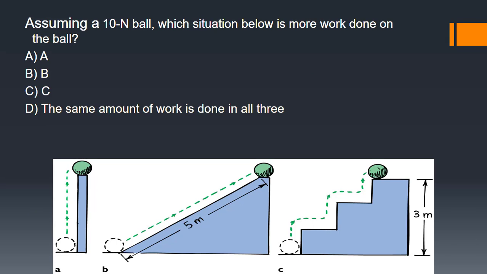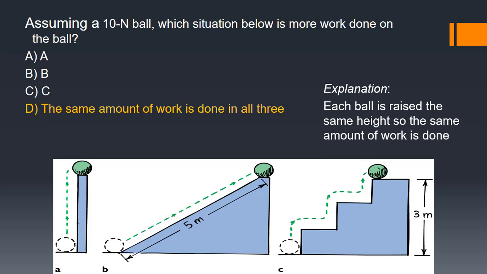Now what about this one? We have 3 10-newton balls that are being lifted off the ground. One ball is lifted straight up, the second ball is rolled up an incline, and the third ball takes the stairs. Which one does more work? Since the weight of each ball and the height each ball is moved is identical in all 3 situations, all 3 balls do the same amount of work. It doesn't matter what happens in between, they are all 3 lifted to the same height, so the same amount of work is done on each one.